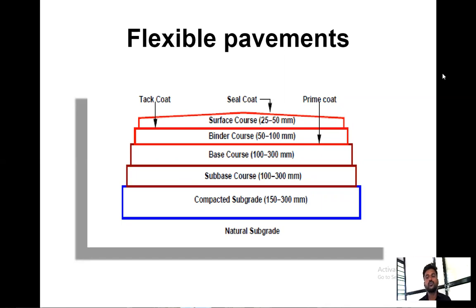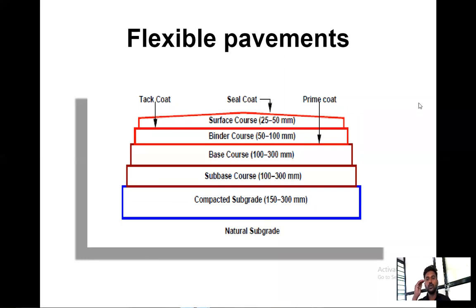At the top of the surface course, we will provide the seal coat to avoid the entry of water. Also, for that purpose, we can provide a layer at the base of the binder and the base of the surface, that is the tack coat, and we can also provide the prime coat. So what are these coats? We will see. These are the different layers that we need to provide in the flexible pavement.